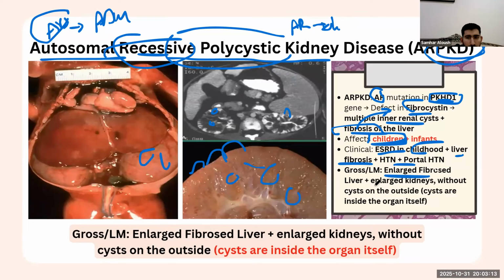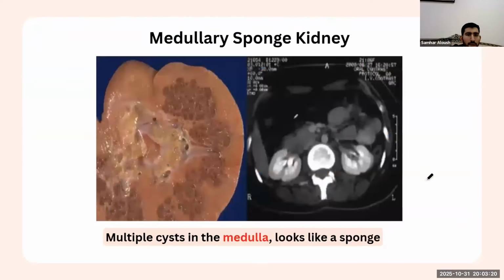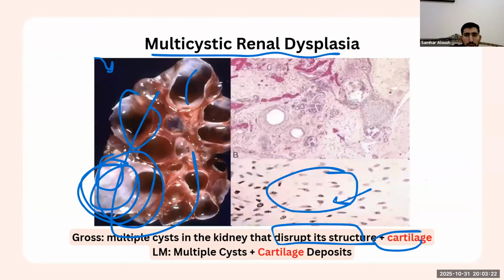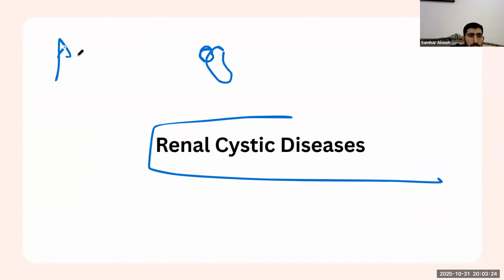Grossly, it will have an enlarged fibrosed liver and an enlarged kidney without cysts on the outside, just on the inside. One last time, this slide. We have autosomal dominant and autosomal recessive. Autosomal dominant affects adults, and autosomal recessive affects children. Autosomal dominant will cause cysts on the outside. Autosomal recessive will cause cysts on the inside.